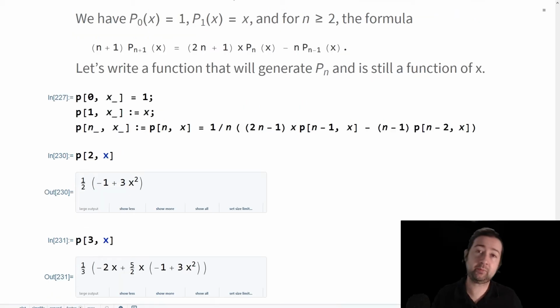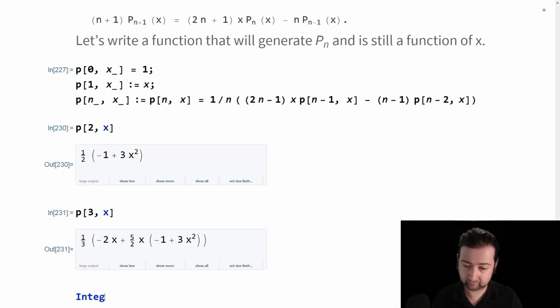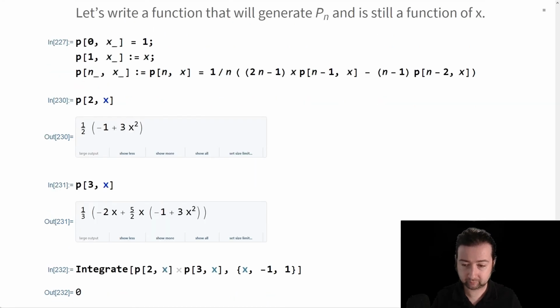Now, one property that Legendre polynomials are supposed to have is that when you integrate them in product, you get 0 out as long as the Legendre polynomials are different from each other. So let's integrate the product of, I don't know, p2 of x and p3 of x. And then the interval that we're going to integrate on is any symmetric interval, but let's just do from -1 to 1. And we get 0. That's perfect. That's exactly what we're supposed to get.